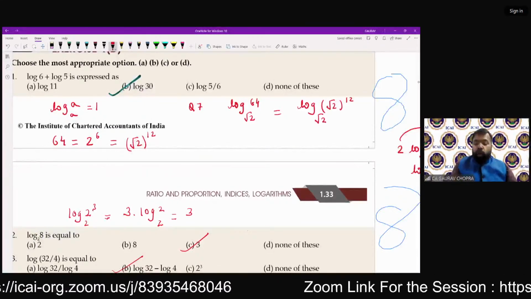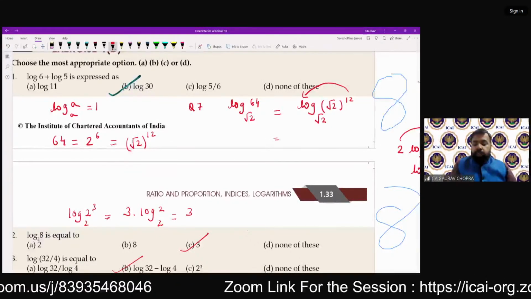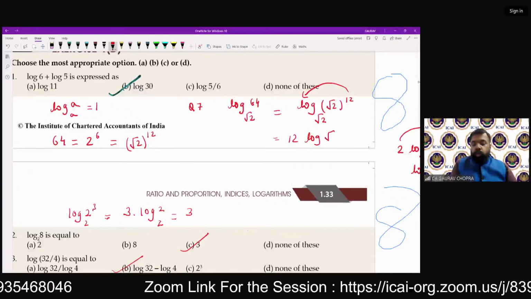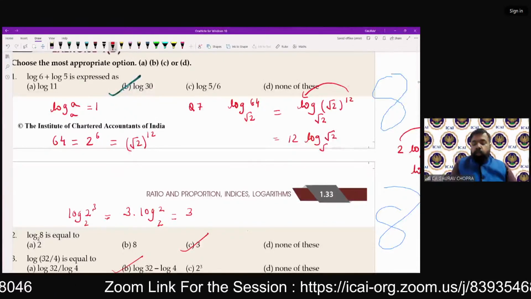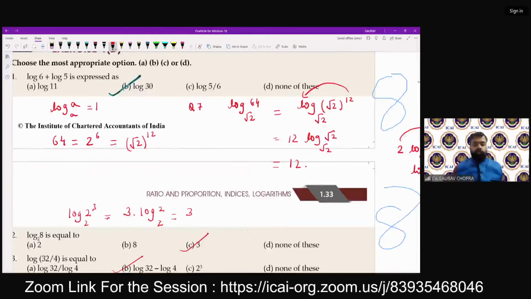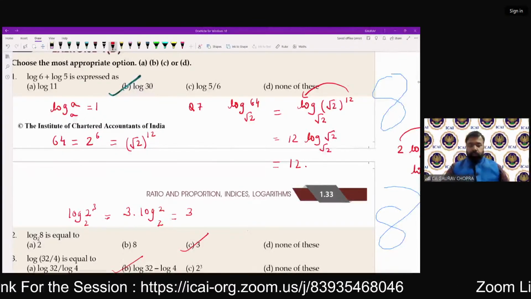Now 12 will jump forward. 12 कहाँ जाएगा? जो पावर में है वो log के आगे आ जाएगा। So 12 log of root 2 to the base root 2. So your result will be 12. So in this way you can get your result.